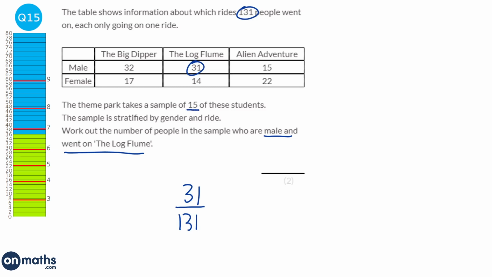The sample is 15, so what we do is we times that by 15 to find out what 31 131ths of 15 is. If you do that on a calculator, you get 3.549 blah blah blah. And the problem is we can't pick 3.5th of a person, so we round that to the nearest integer, so that would be 4.